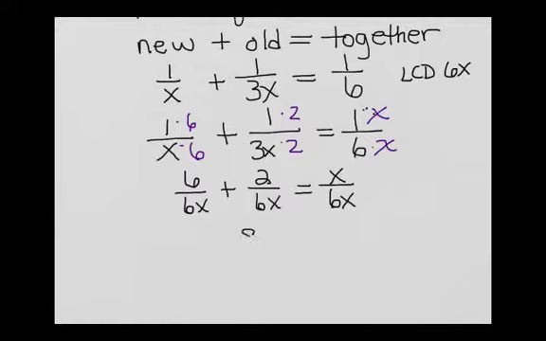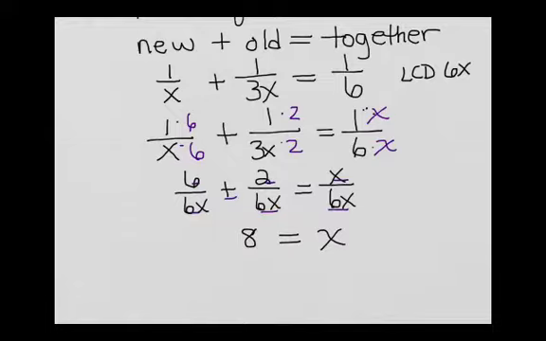And that tells us that 8 is equal to x. Because the denominators here are all the same, in order for this statement to be true, that means that the numerator of the first plus the numerator of the second needs to be equal to the numerator of the fraction on the other side.